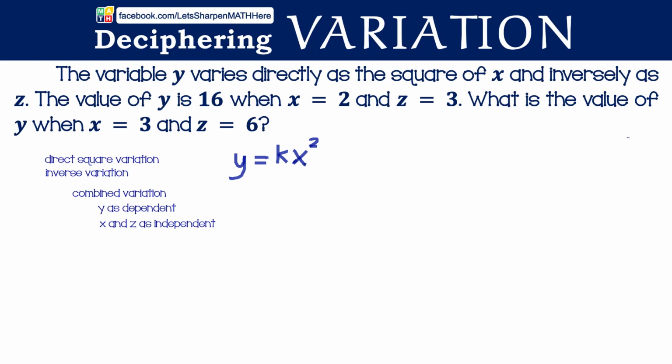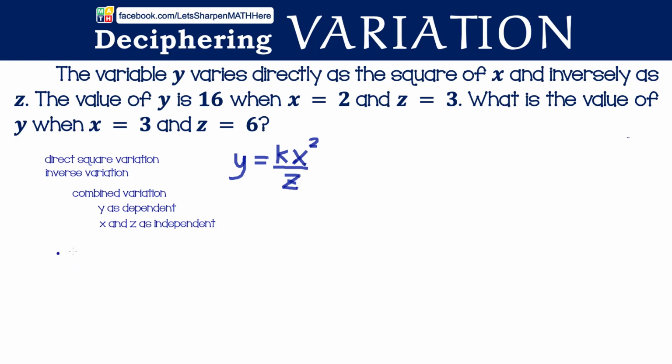Then inversely, or inverse variation, talks about the presence of a variable in the denominator, or a rational expression. So inversely as z, it will look like this. This is an example formula for this given equation. This is the correct formula for this sample problem. So with this, we can now substitute the values and compute whatever we need to compute later.